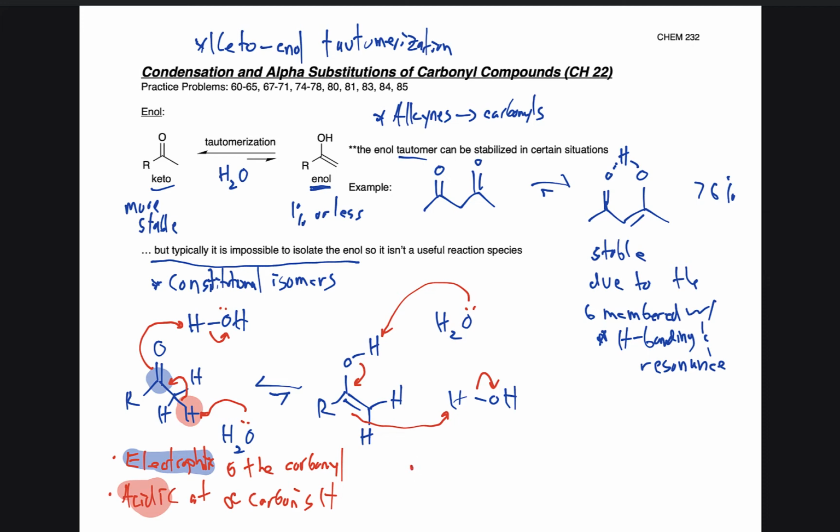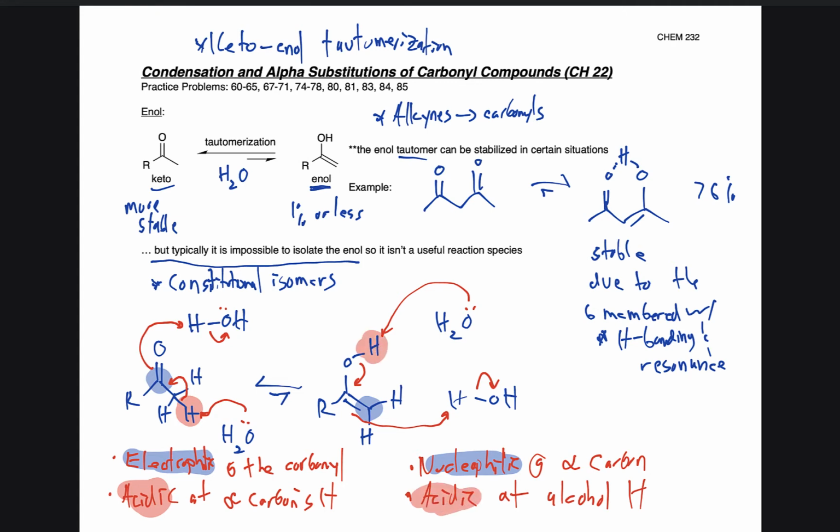And for our enol form, it's nucleophilic at the alpha carbon and acidic at the alcohol hydrogen. It's nucleophilic at this carbon because that is the carbon that is doing the grabbing of the proton from the water, and then it's acidic at that hydrogen. We'll explore this more as we go through, but this is the general essence of this reactivity.